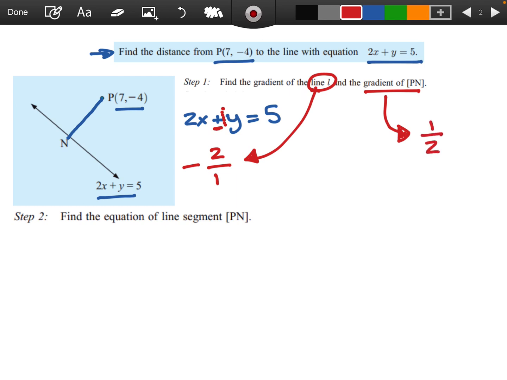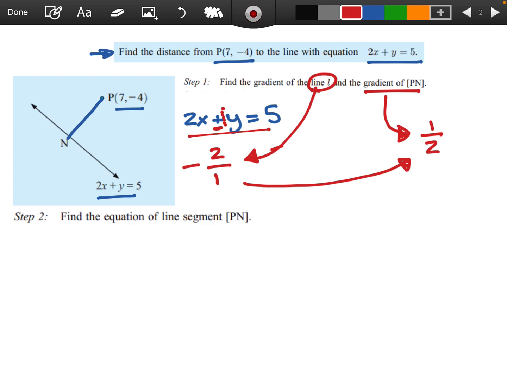+1/2. Okay, so gradient of line L, got it from my equation. Gradient of Pn, just did the negative reciprocal of the gradient of line L. So that first step is relatively simple, not a lot of math to do there, but you have to know how to be able to get the slope of a line in whatever form it is given to you in, general form or slope-intercept form.